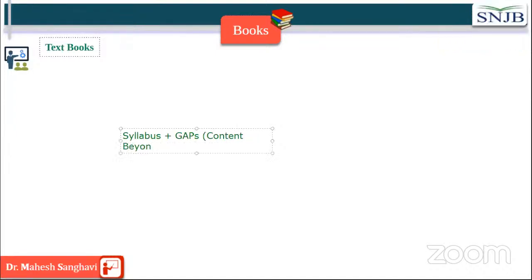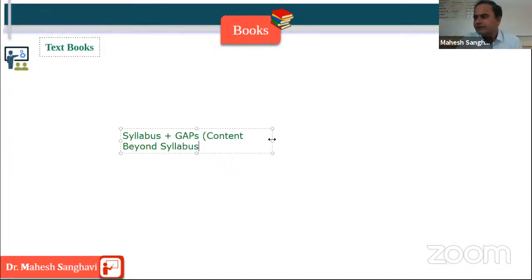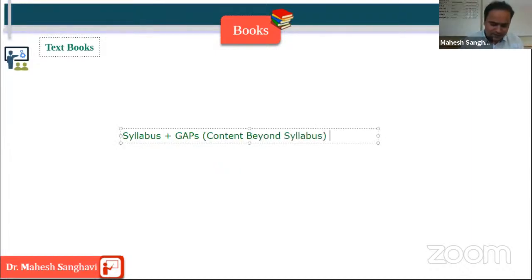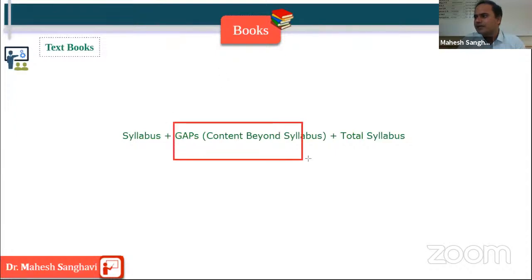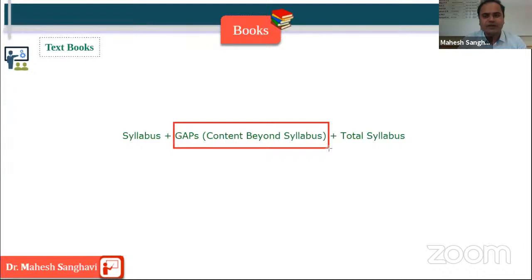So you have your syllabus, then plus I'll take what? Value addition. So dear friends, your entire syllabus will be like this. Syllabus, that is university syllabus, plus gaps, that is ultimately what? Your content beyond syllabus. So that also I will deal with. So this entire total syllabus will be like this, where I will cover your syllabus that is given by the university. Then I will also cover this particular part, which is also most important, that is gap or content beyond syllabus. So that also I will cover, and that will be your total syllabus.